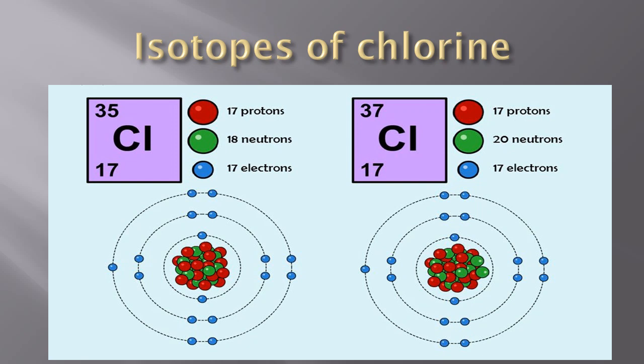also 17. So in the first isotope of chlorine, protons and electrons are the same, and in chlorine 37, protons and electrons are the same, but only the number of neutrons increases by 2. That is, in the first it is 18, and in the second isotope, that is Cl 37, it is 20 neutrons.